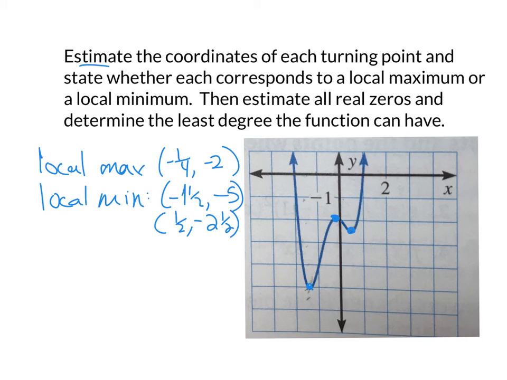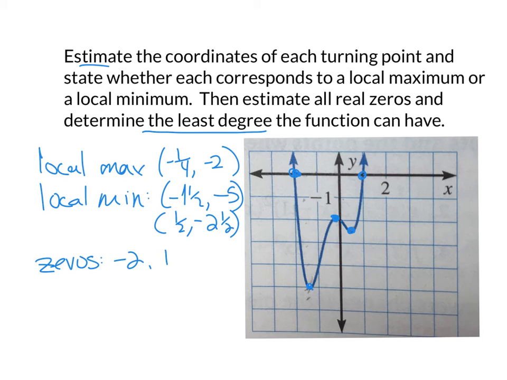It said estimate. Also estimate the real zeros. The real zeros are the x-intercepts. There's 1 right there. I'm going to say that real zero. The zeros are at negative 2. And there's another one right here, which sort of looks like positive 1. Those are my zeros. And then it says estimate, determine the least degree.